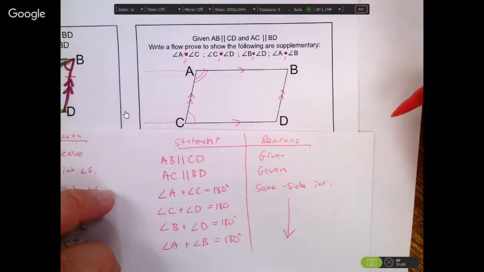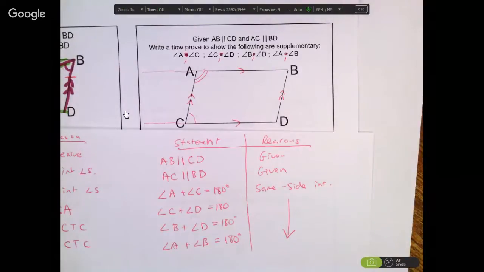So we just finished the first one. That one was really different because basically we had one thing to say: same side interior angles tell us that all of those are supplementary, not congruent. Okay?